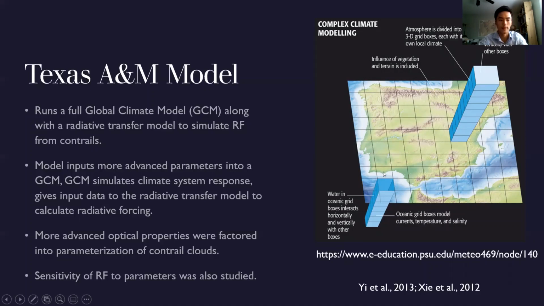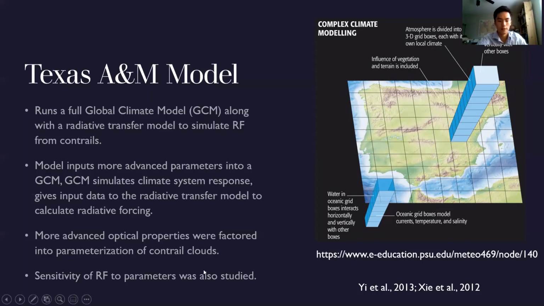You can input parameters in the GCM, and basically what it does is it simulates a climate response that gives input data to the RTM to calculate RF. For example, if I increase the amount of greenhouse gases in the atmosphere, then the atmosphere is going to respond by becoming more hazy or foggy or cloudy. More advanced optical properties were factored into the parameterization. All these optical properties are a function of the particle effective diameter, which makes sense because if the particles in the clouds are bigger, they would interact with light in a different way.